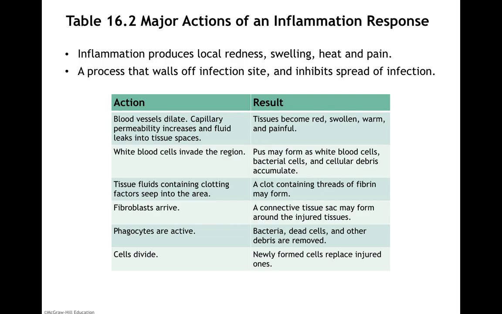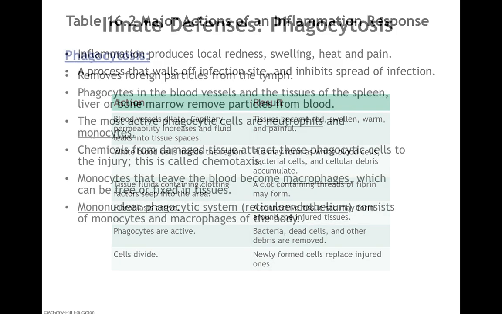The tissue fluids that contain clotting factors seep into the area, and those clots form in a kind of spherical shape around the area. Fibroblasts will come in, phagocytes become active, and cells will begin to divide to replace the injured cells. So it's an important part of inducing an immune response and setting up the site for healing.